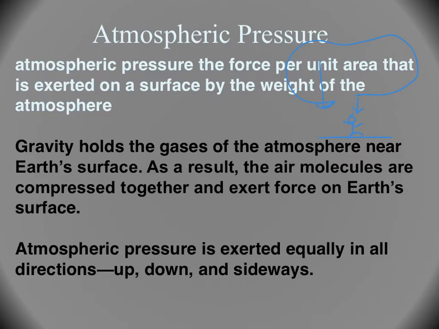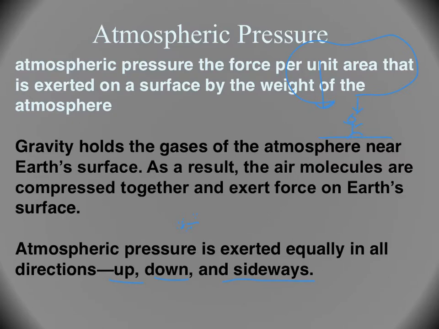The force of gravity holds the gases in the atmosphere near the Earth's surface. As a result, the air molecules are compressed together. These particles get squished together because of gravity, like the picture you saw before, and exert force on the Earth's surface. Atmospheric pressure is exerted equally in all directions, so up, down, and sideways. You don't get atmospheric pressure exerted just on your head or your shoulders, the top parts of your body. It's distributed all over your body equally.